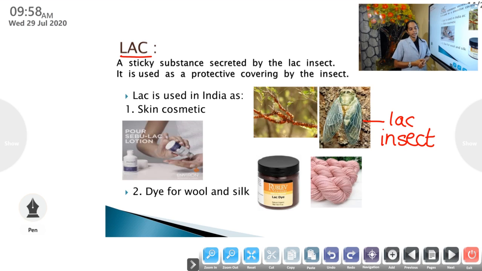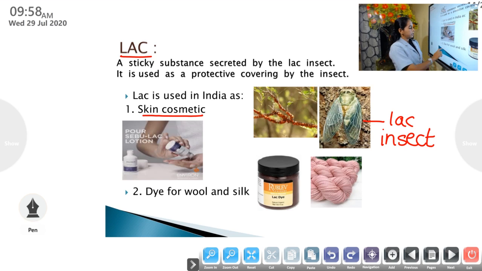Then what is the use of this lac? Now in India, it is used as a skin cosmetic. What is cosmetic? Cosmetics are substances applied to the human body for beautifying our appearance and also for cleansing purposes. Face powder, nail polish, lipstick, etc. are examples of cosmetics. So here this lac is used as a skin cosmetic. See that we can apply it on our face or on our body.